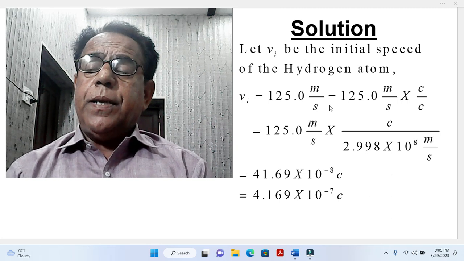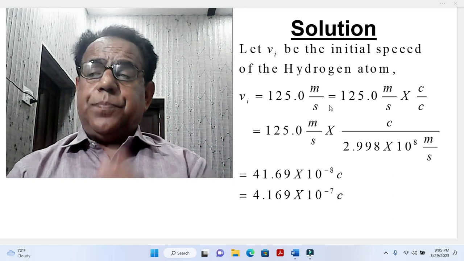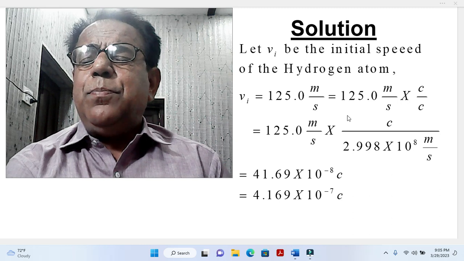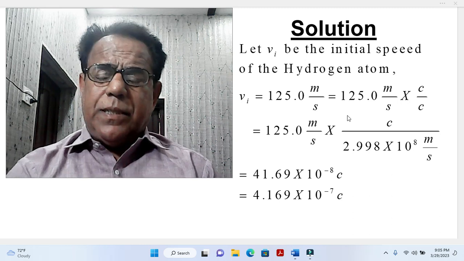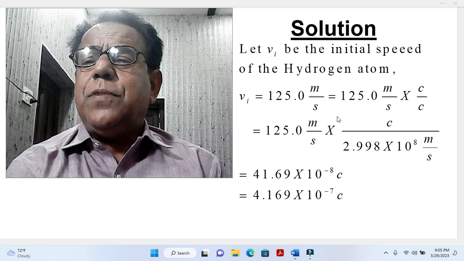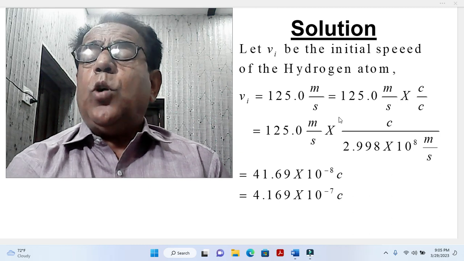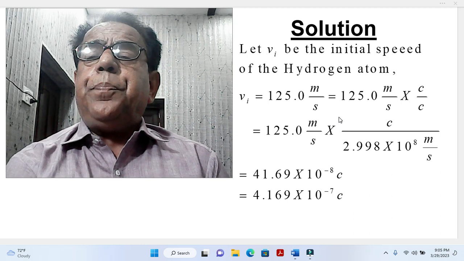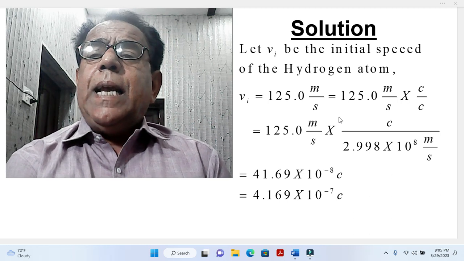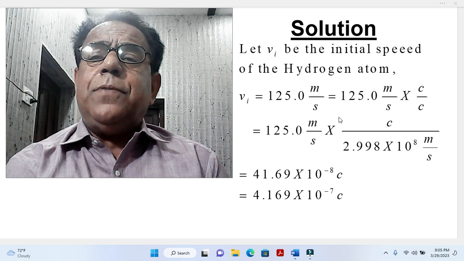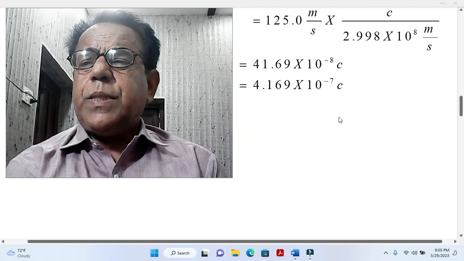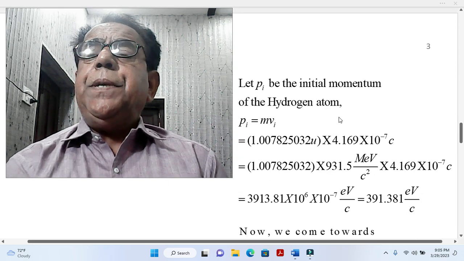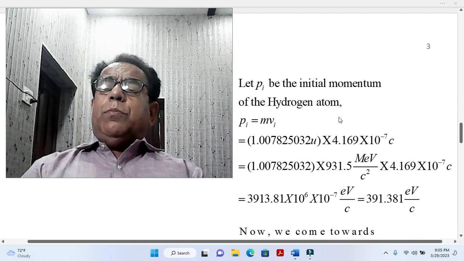Okay, 10 to the power minus c is very small, almost negligible in comparison with the speed of light, but because it is written in terms of c, we can assume this expression as a relativistic quantity. Now we move forward. Let pi be the initial momentum of the hydrogen atom.